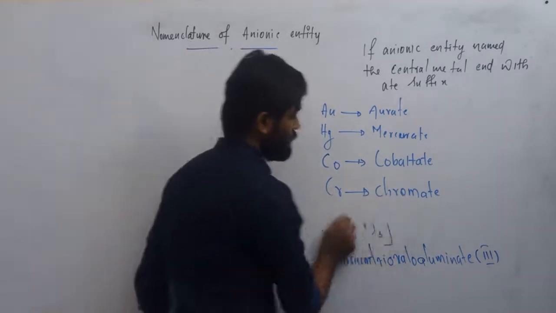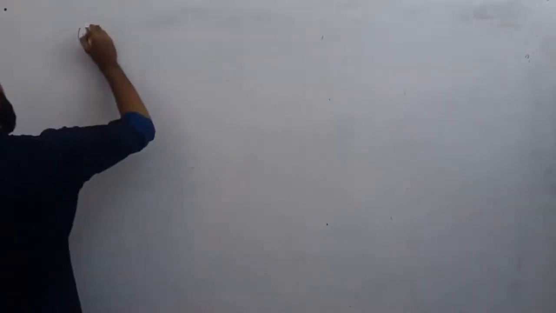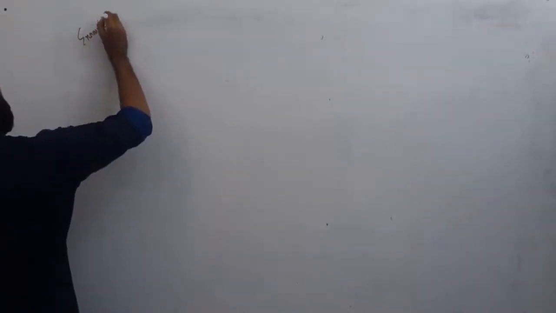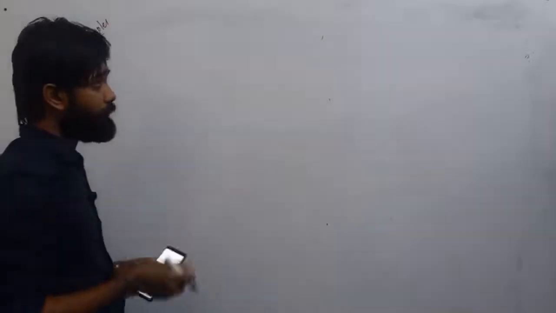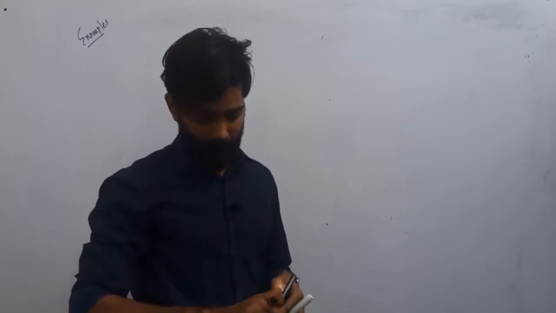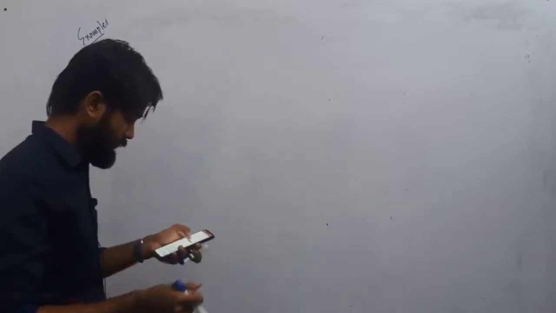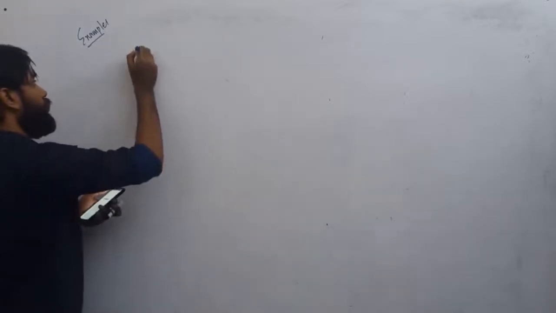So this is how you can name the anionic entity. Let's do some examples for nomenclature. We know the basic idea of nomenclature, so we can do some examples. Then only it becomes more practiced. I'll give you questions and you can write the names. We will discuss that. So first one.